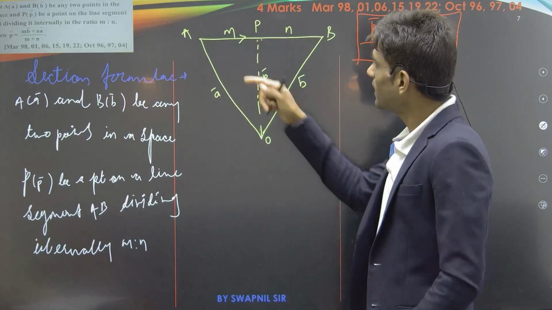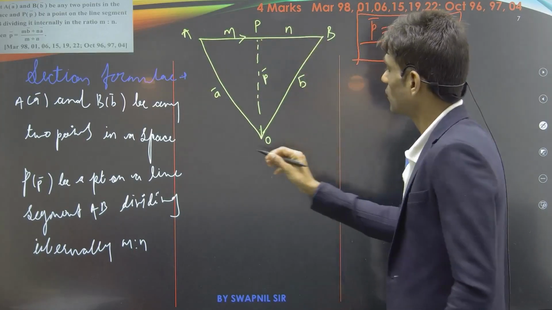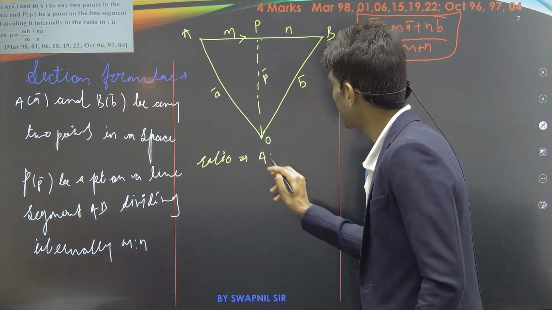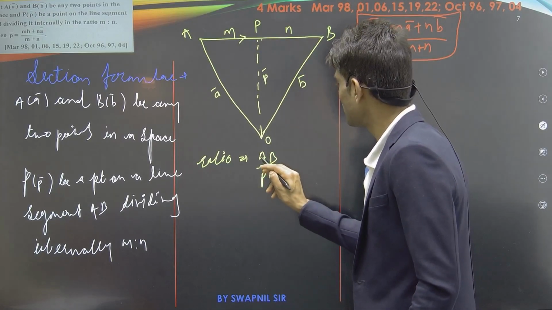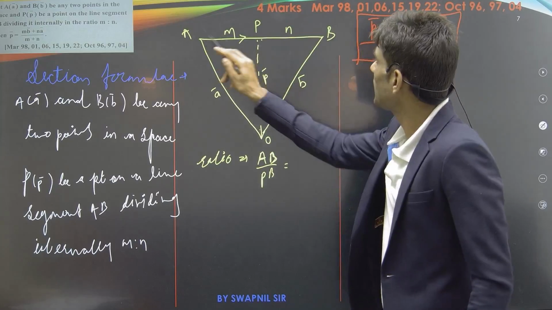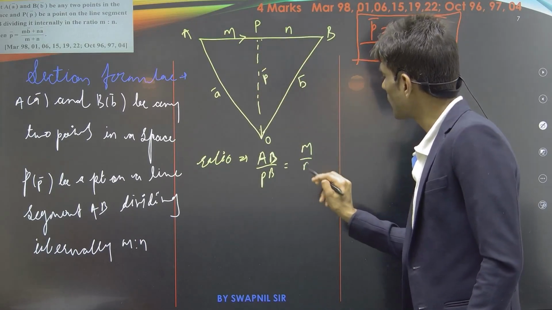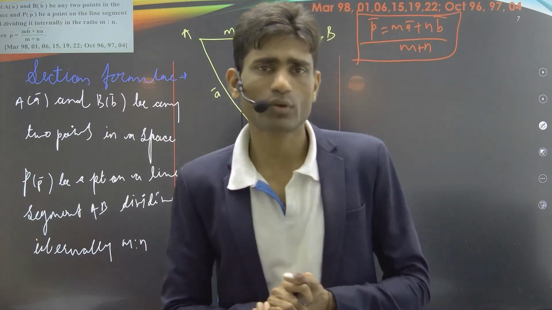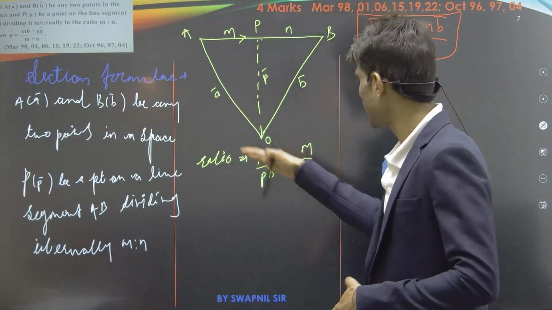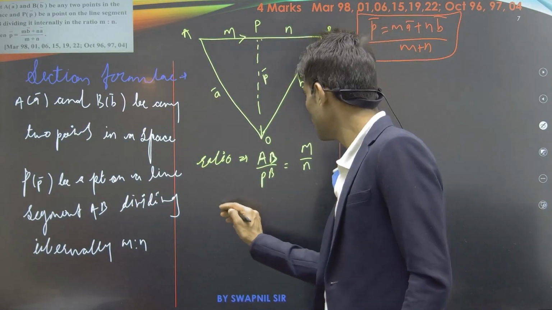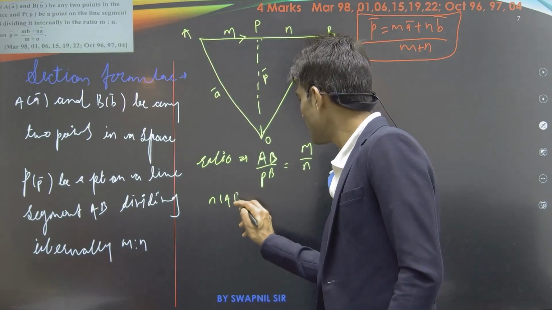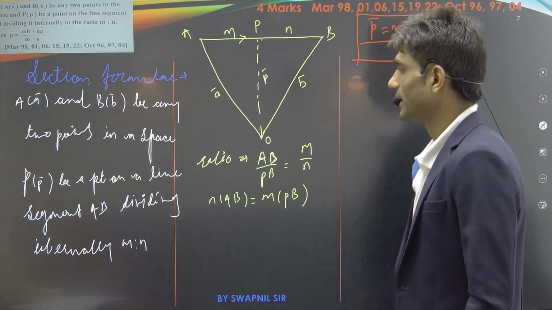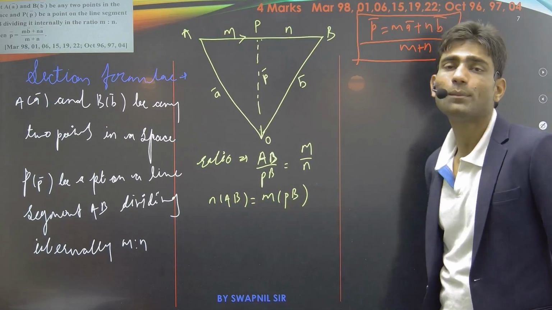So we can see the ratio AP as to PB is given. What is the ratio AP divided by PB? AP divided by PB is m divided by n. This is the ratio which we have given in our triangle, and we need only these things. Let's go for the calculation using these ratios. Take n to the other side, PB to the other side, you will get n multiplied by AP, which is equal to m multiplied by PB.